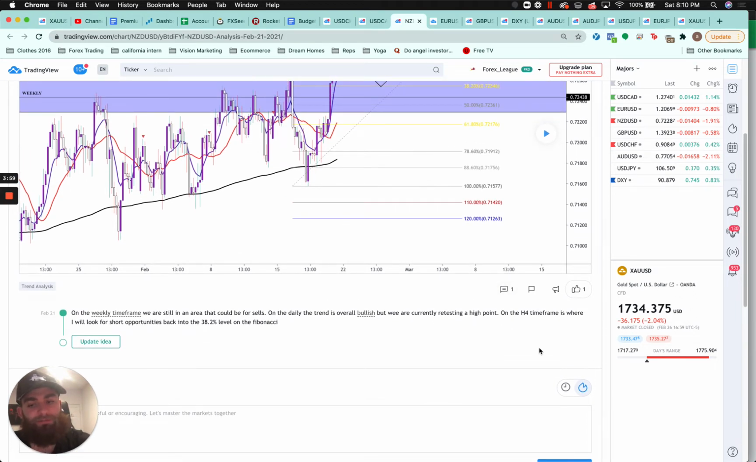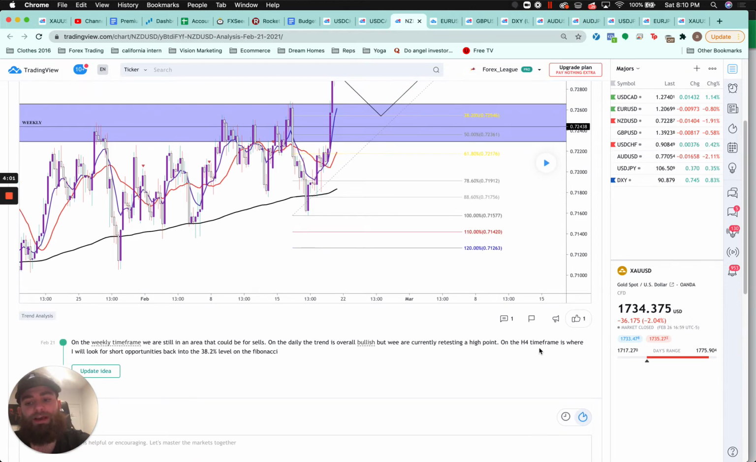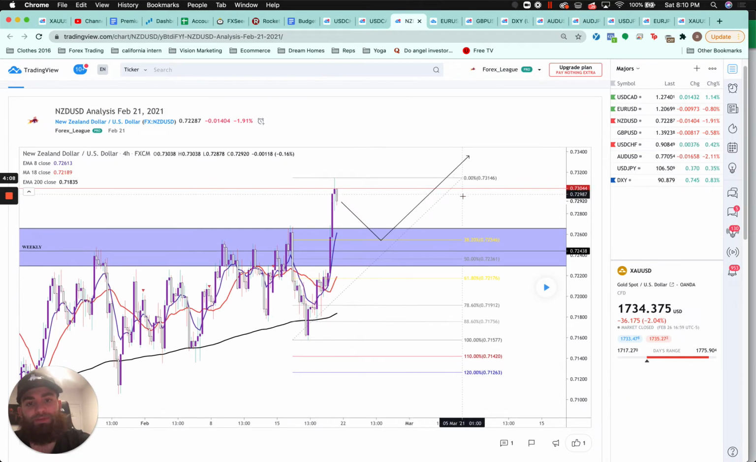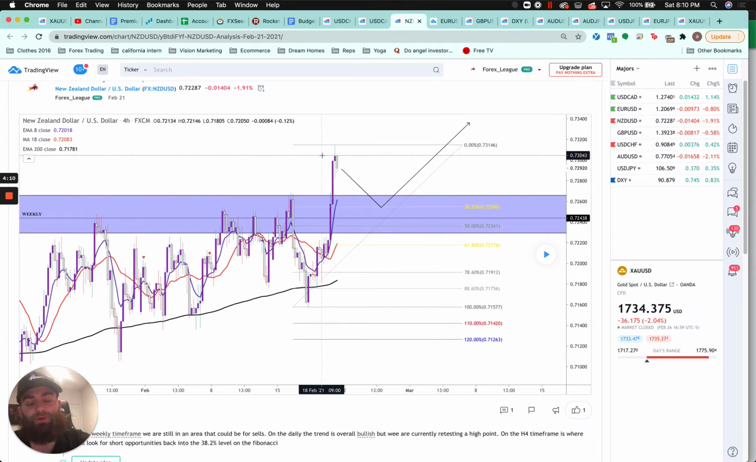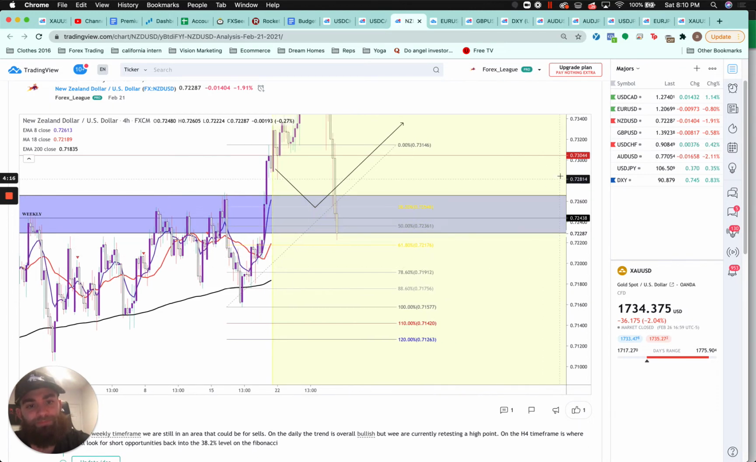On the 4-hour time frame is where I will look for short opportunities back into the 38.2% level on the Fibonacci. So we are looking for sells as we get up into this higher level here. We were rejecting a serious level of resistance, so I was anticipating some sort of pullback off of that level. And let's see what happened.